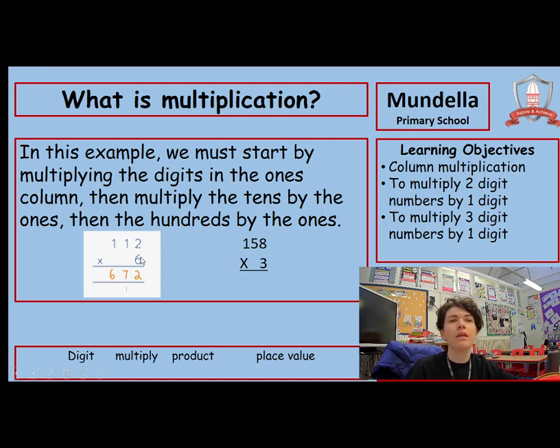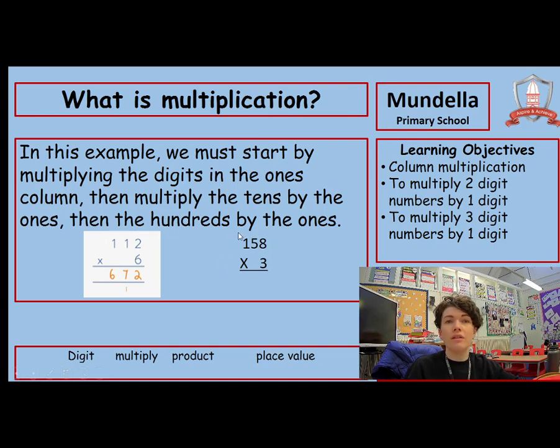Good. Last thing to do is multiply your ones by your hundreds. Again, because my 1 is clearly written in my hundreds column, I can get away with saying that this is 6 times 1, knowing that this 1 is worth 100. 6 times 1 is 6. Good. So my answer is 672.